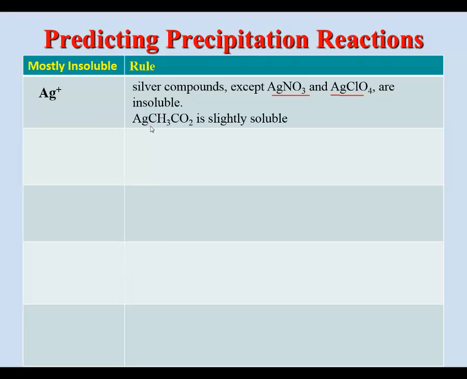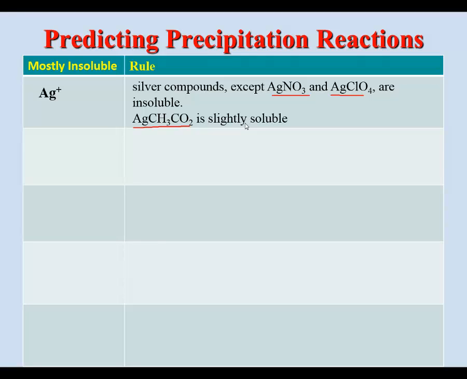Or if I see silver acetate, so this is the acetate ion, which remember we can write a couple different ways, those are soluble. The silver acetate is only slightly soluble, so it's kind of borderline. But if I see other silver salts, they're going to be insoluble. In fact, remember, if I see silver chloride, if I add chloride to it, I'm going to see a precipitate.